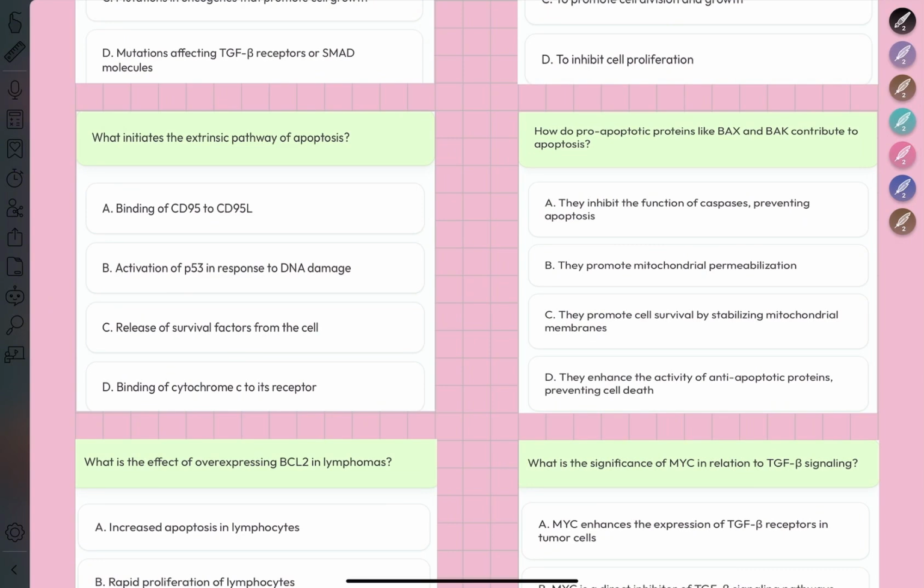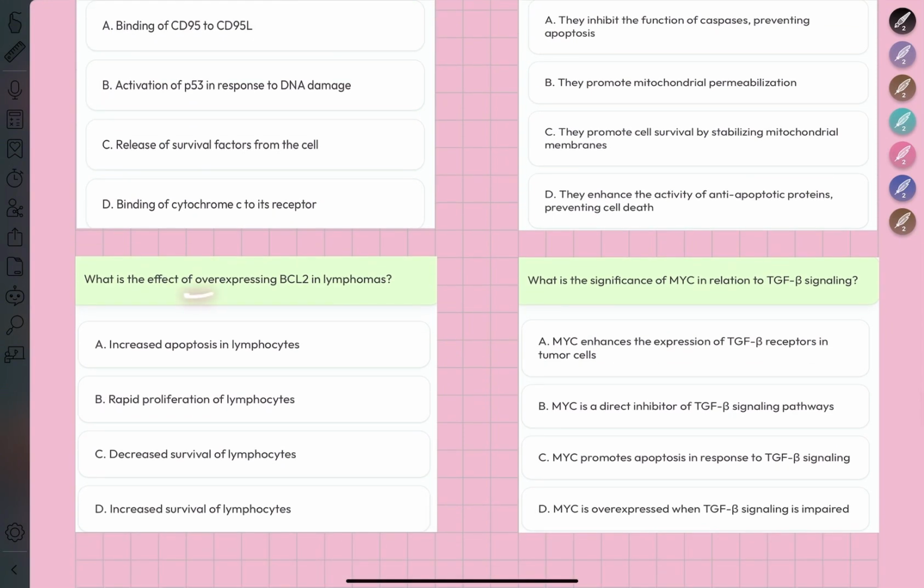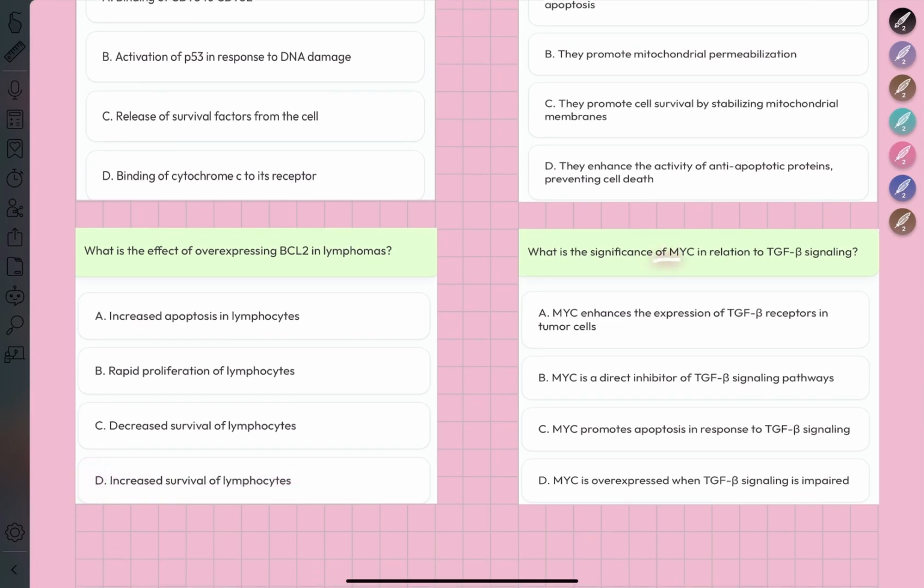How do pro-apoptotic proteins like BAX and BAK contribute to apoptosis? They cause mitochondrial permeabilization. What is the effect of overexpressing BCL2 in lymphomas? Overexpressing BCL2 will basically cause increased survival of lymphocytes. What is the significance of MYC in relation to TGF-beta signaling? MYC is related to growth. So basically, MYC is overexpressed when TGF-beta signaling is impaired.